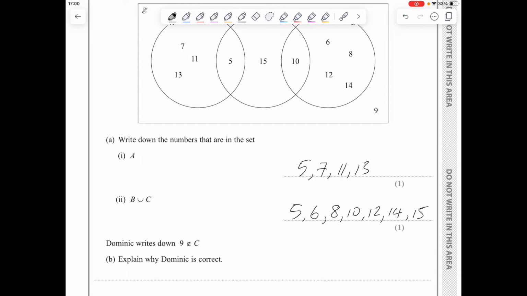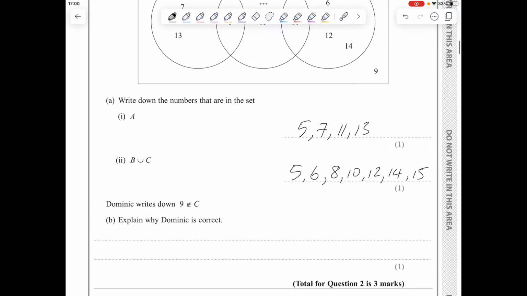For part B, we have this symbol here, which means is not an element of, and Dominic is right because 9 is not inside C, it is outside C. So what they're expecting us to say is something like, because 9 is not an element of C, or 9 does not belong in C.